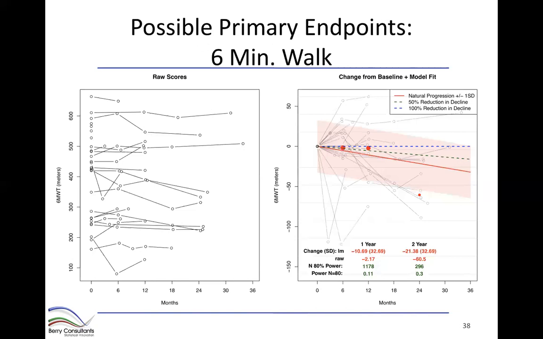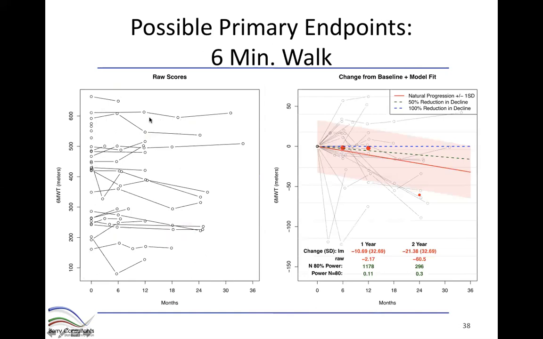Well, the first endpoint that I mentioned as commonly used is the 6-minute walk. And here we have longitudinal data on the 6-minute walk test for multiple subjects in the natural history study. You can see that there's a large variability in how many meters a subject can walk at baseline, ranging from almost 700 meters to less than 200.